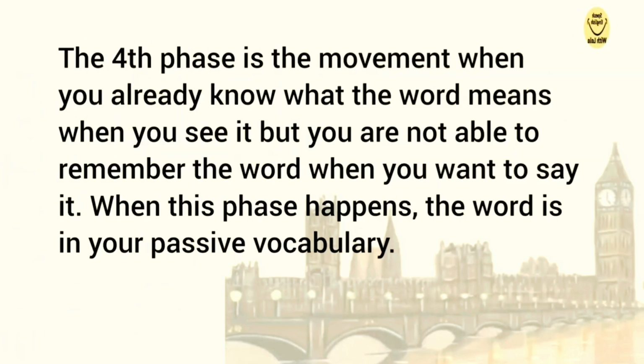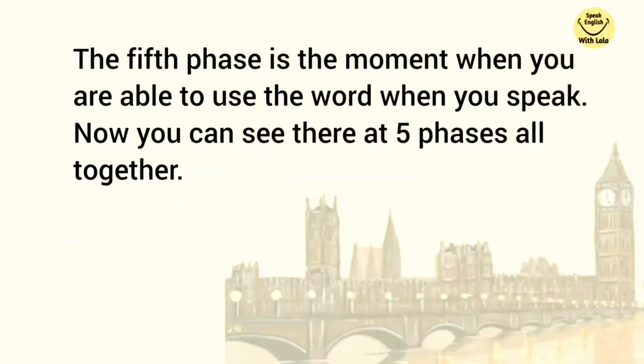The fourth phase is the moment when you already know what the word means when you see it, but you are not able to remember the word when you want to say it. When this phase happens, the word is in your passive vocabulary. The fifth phase is the moment when you are able to use the word when you speak. Now you can see there are 5 phases altogether.